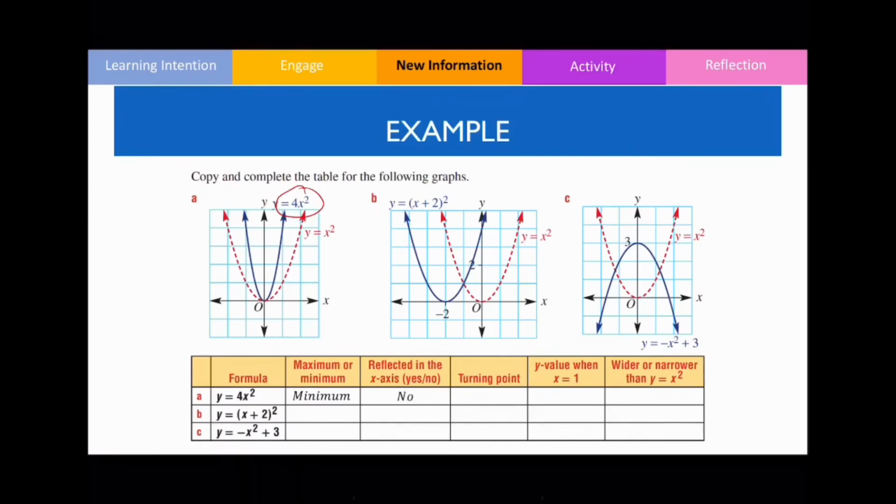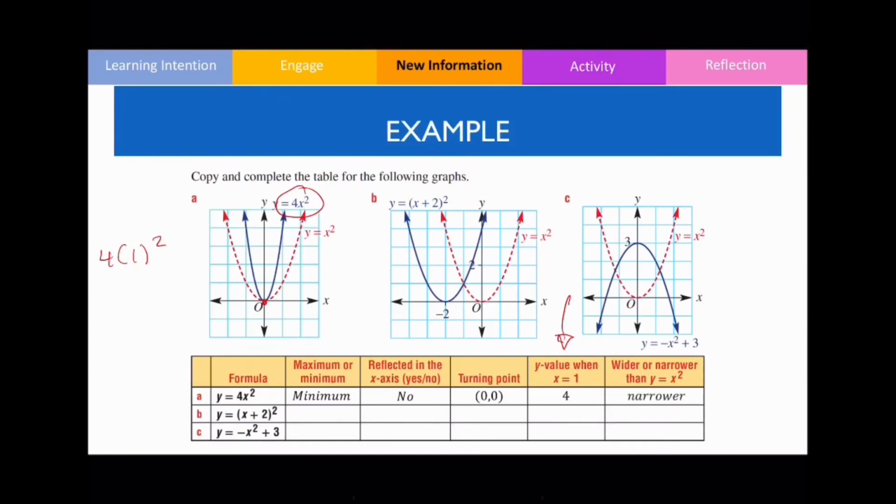You have to state the coordinates of your turning point. In this case, this is your turning point here, which is at 0, 0, at the origin. This column wants you to solve by substituting x equal to 1. So what's the y value when you sub x equal to 1? It will be 4 times 1 squared. 1 squared is equal to 1, and 1 times 4 is equal to 4. Now, is y equal to 4x squared wider or narrower compared to y equal to x squared? Because a is a big number, it's going to be more narrow.